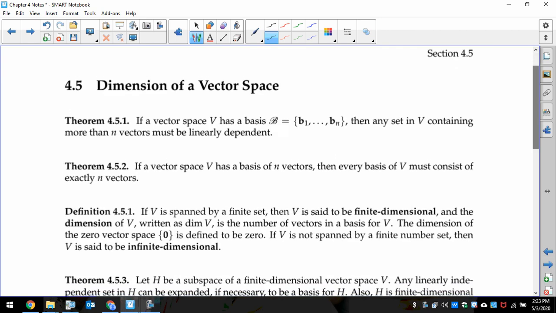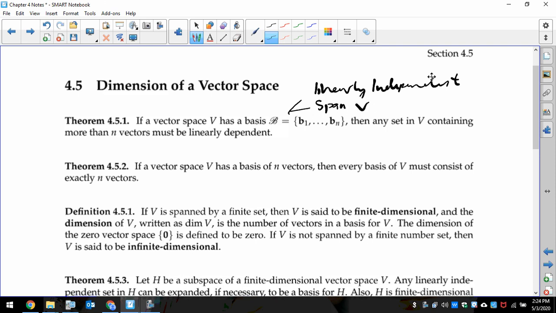All right. So once you've assigned a basis to a vector space, then that automatically brings the idea of a dimension into play, because a basis has a set number of vectors. So here, if you look at the first theorem, if a vector space has a basis with n vectors in it, then any set V containing more than n vectors is automatically linearly dependent. Because remember, the basis is the smallest spanning set. So the basis is linearly independent. And they span V.